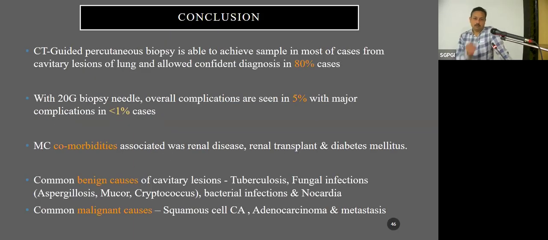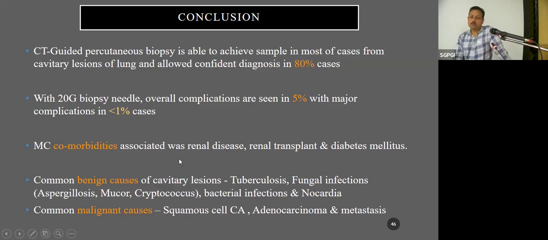So coming to the conclusion, percutaneous CT-guided biopsy was able to achieve a sample in most cases from cavitary lesions of the lung, and it allowed confident diagnosis in 80% of the patients. With the 20-gauge biopsy needle, which we are using, overall complications are much less. They are 5%, and major complications in less than 1% of the patients.